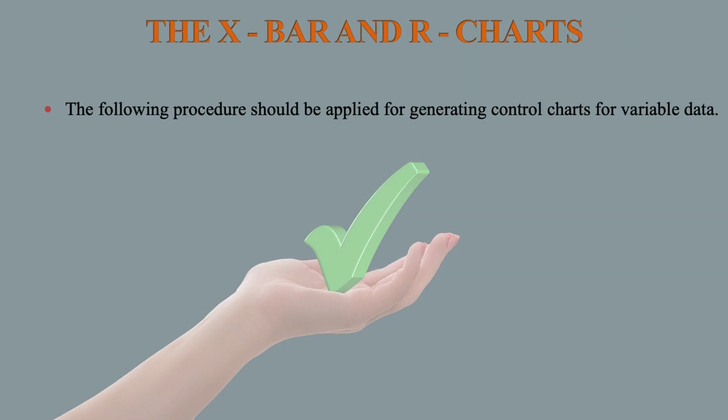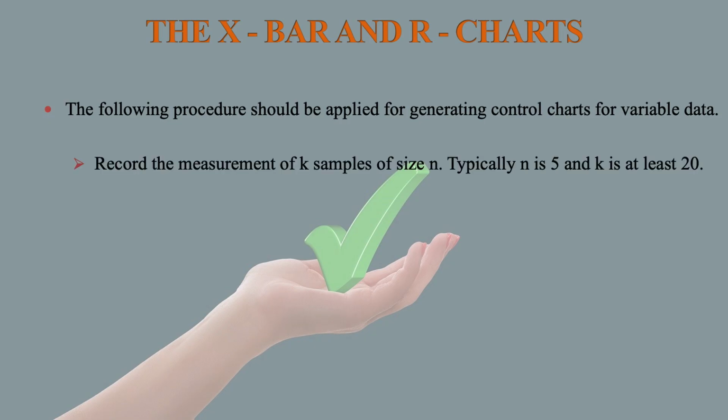The following procedures should be adopted for generating control charts for variable data. Number 1. Record the measurement of K samples of size N. Typically, N is 5 and K is at least 20. So K is the number of samples and N is the sample size.